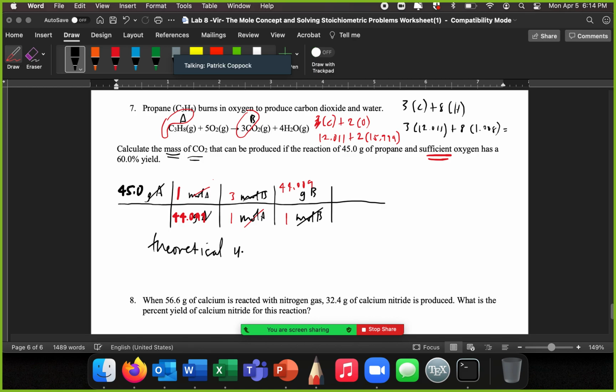Marker's really showing some lag here. Pardon me, folks. Wow, man, what's going on here?